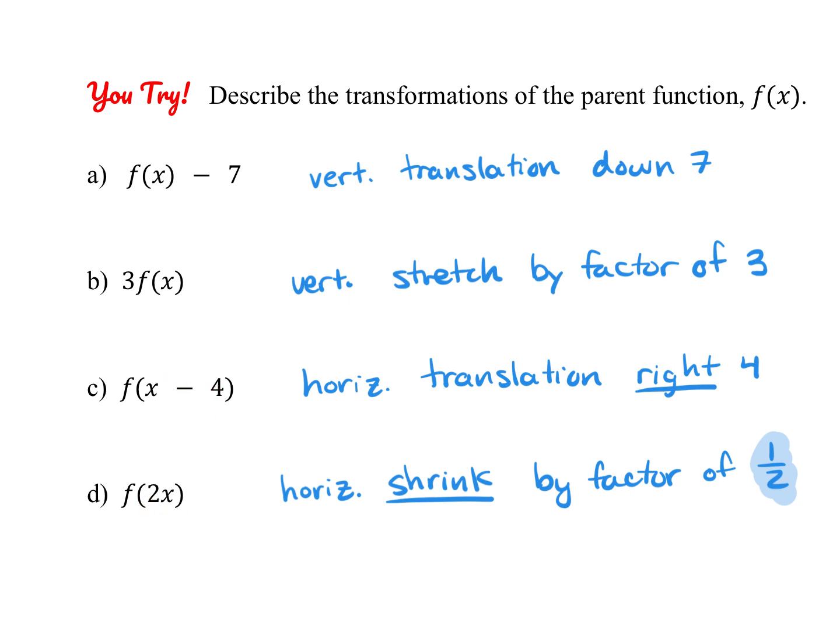This one's the trickiest one. I see that the number in my equation or my function is a 2, so I know that the factor is the reciprocal of that, which is 1/2. Since my stretch or shrink factor is less than 1, it becomes a shrink. So horizontal shrink by a factor of 1/2.